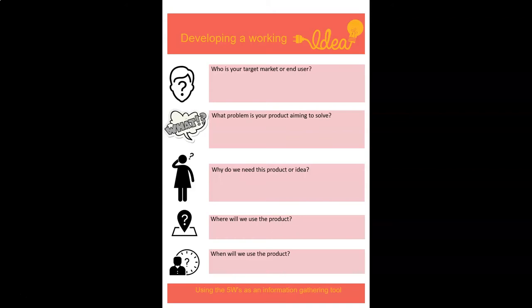So you're thinking, who is your target market or end user? What problem is your product aiming to solve? Why do we need this product or idea? Where will we use this product and when will we use it? Using these 5 W's as an information gathering tool will help us establish how we're going to solve this problem.